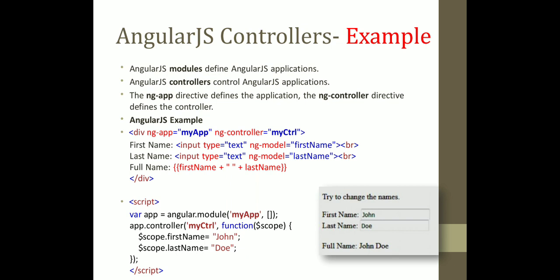So it is communicating with your model plus view part, and it will display. Closing that script tag, we can see the output as first name John, last name Doe, and full name, which is the concatenated text that we have written in the expression as a string. So the full name is John Doe. This is the simplest example of a controller.